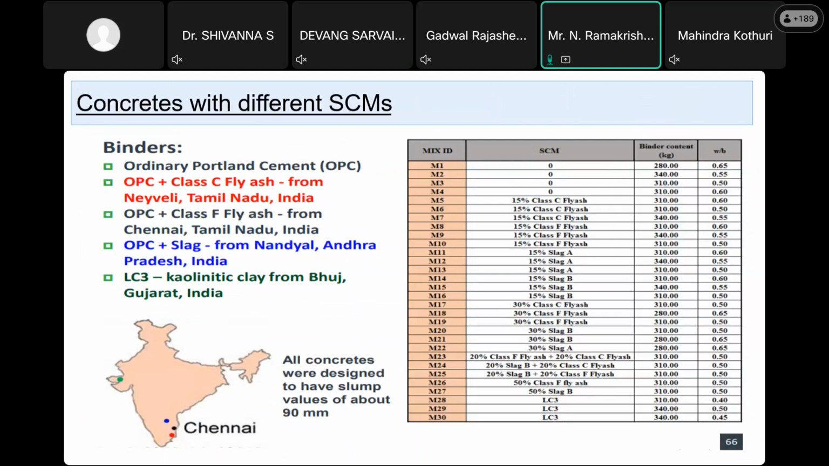So the last 28, 29, 30, they have studied LC3 and different water cement ratios, and they have made the slump as 90 mm. So OPC and fly ash were obtained from Neyveli, Tamil Nadu, Sarvam Power Station, and slag from Nandyala, Andhra Pradesh, and calcined clay from Gujarat.